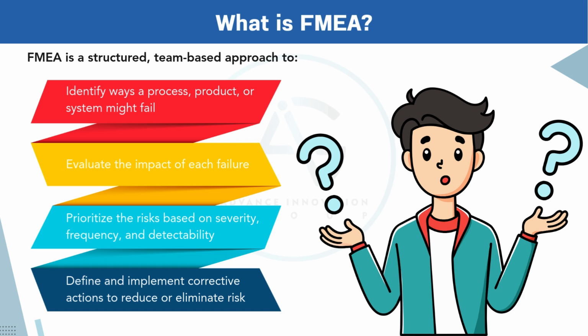4. Define and implement corrective actions to reduce or eliminate risk. Finally, based on the priority, we take actions to reduce the risks. This could be process redesign, extra checks, or automation. The character on the right side represents that common confusion or curiosity many people have about what exactly FMEA is. But with this structured approach, we'll clear that up. So essentially, FMEA helps us move from uncertainty and guesswork to informed, risk-based decision-making.